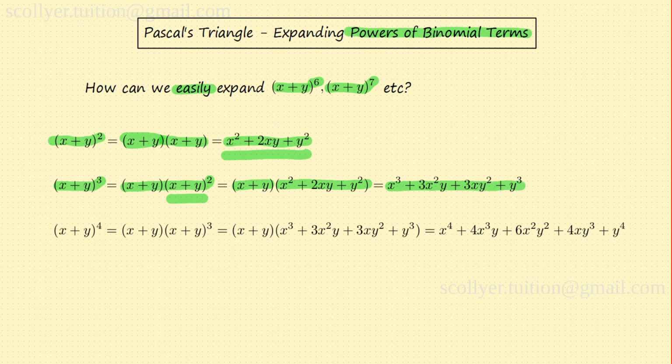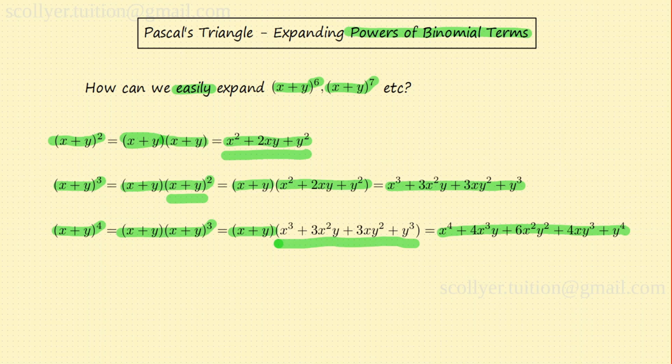We can expand (x plus y) to the 4 similarly by noting that (x plus y) to the 4 is (x plus y) times (x plus y) cubed, which is (x plus y) times our previous expression for (x plus y) cubed, and we can expand (x plus y) times all of that to give us this expression. Now, this rapidly becomes tedious, and even at (x plus y) to the power 4, there's an awful lot of work to do. For higher powers, it becomes very tricky indeed.